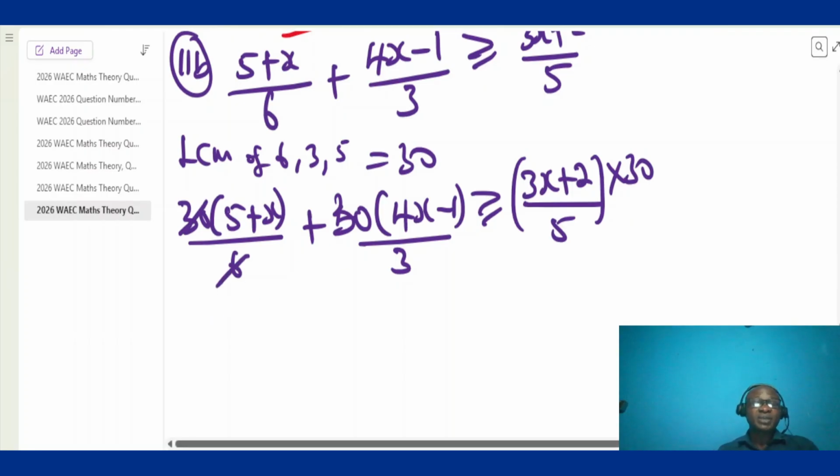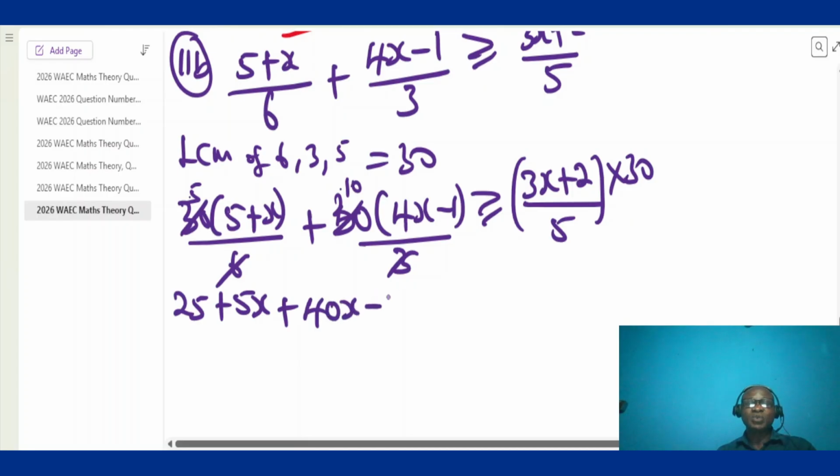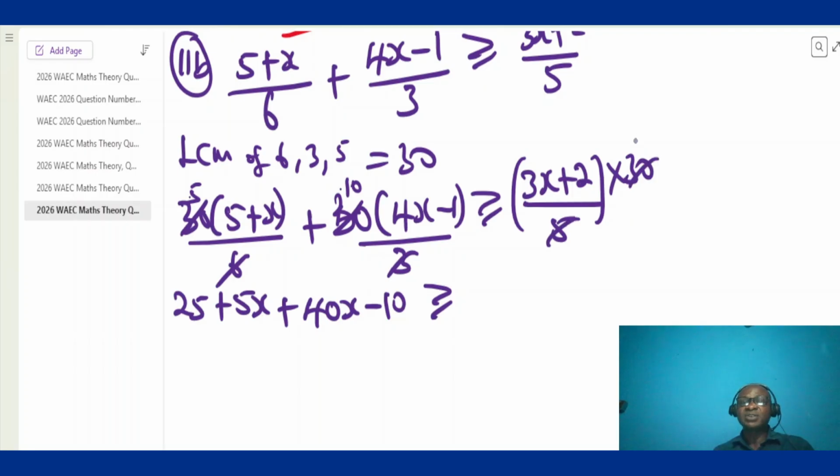Therefore, 6 can go into 30 to give us 5. So 5 times 5 will give me 25, and 5 times x will give me 5x. Also, 3 can go into 30 to give me 10. 10 multiplied by 4x will give me 40x, and 10 multiplied by minus 1 will give me minus 10. Greater than or equal to, 5 can go into 30 to give me 6. 6 multiplied by 3x will give me 18x, and 6 multiplied by 2 will give me 12.